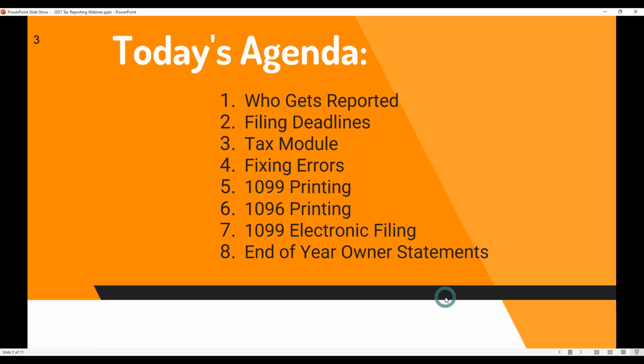We're going to talk about the Promas tax module. So we're going to switch over to the software and go over the tax module, how it works. We're going to talk about some common errors that you might see in Promas and how you would fix those errors. And then we're going to review how to print the 1099s and the 1096 form. If you are filing electronically, we'll talk about how to do that. And then we'll take a little bit of time, depending on how much time we have at the end, to go over the end of year owner statements. So this is what we'll be going over in today's webinar.